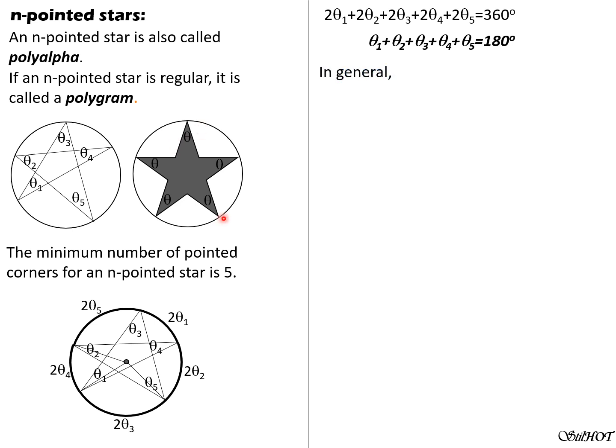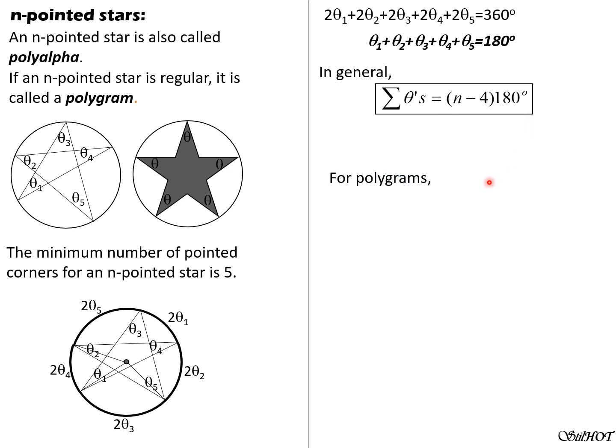But in general, because the minimum is 5, the sum of thetas would be the quantity n minus 4 times 180 degrees. To check, 5 minus 4 is 1, times 180 degrees. So the sum of these thetas is the quantity n minus 4 times 180 degrees in general. Therefore, for one interior angle theta, we divide this by n. So theta is equal to the quantity n minus 4 times 180 degrees divided by n.